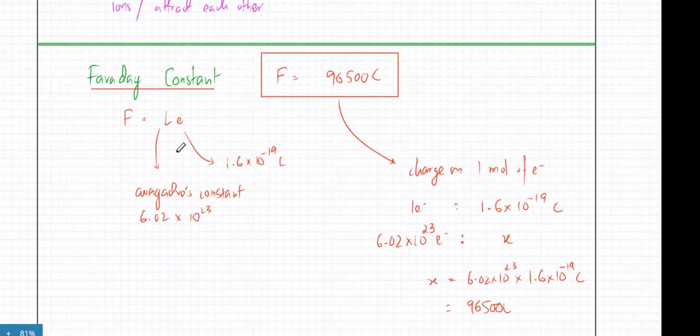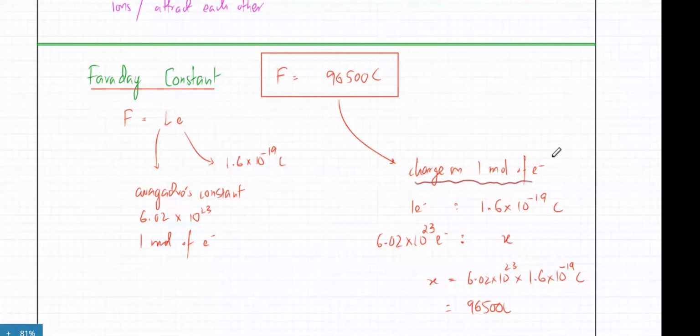This is just F is equal to LE. L is the Avogadro constant, the number of electrons that you have in 1 mole, multiplied by the charge on 1 electron. So a single electron has this charge, and if you've got 1 mole of electrons, then it's 6.02 times 10 to the power 23 electrons. Is this clear? So what is this F, 96,500? That's the charge on 1 mole of electrons.